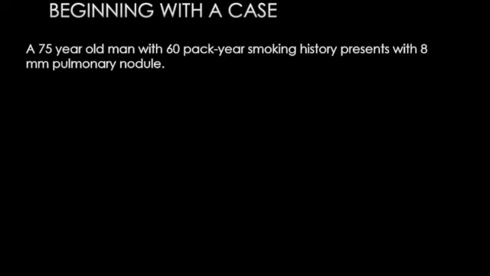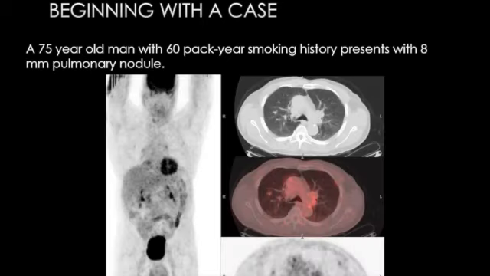So this patient was referred for an oncology PET-CT to evaluate the level of suspicion in this nodule. Here we have some images from the PET-CT. The image on the left of the slide is a MIP, or maximum intensity projection image, which is a three-dimensional representation of the PET data. The images on the right of the slide are axial slices through the pulmonary nodule.